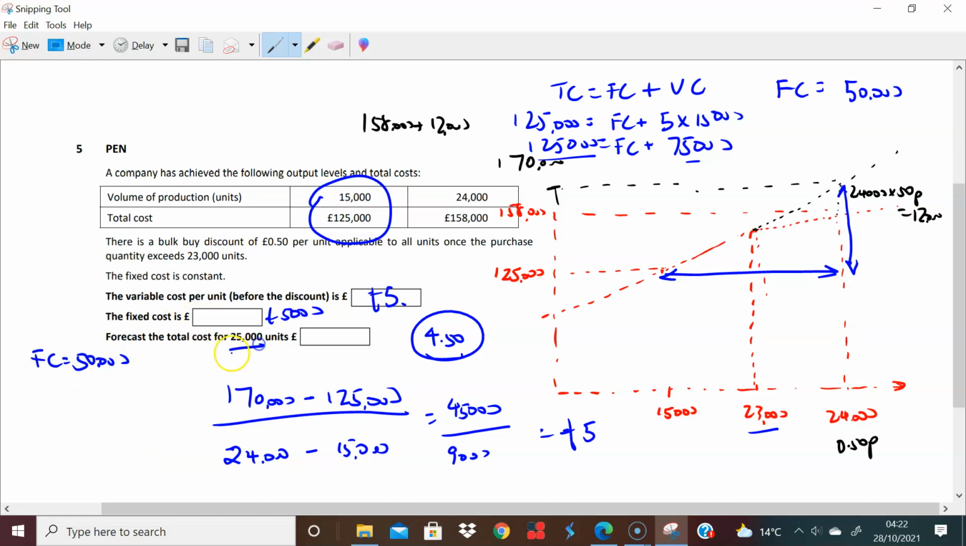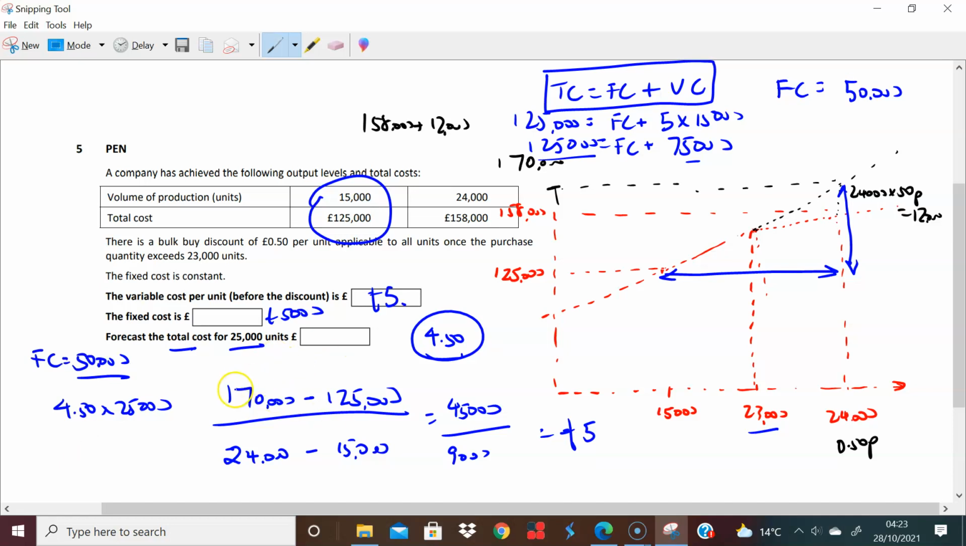If it says what is the total cost for 25,000 units, well, with fixed cost of 50,000, given the total cost is equal to fixed cost plus variable cost, the question is asking for total cost. I know what my fixed costs are. My variable cost will be £4.50 times the 25,000.